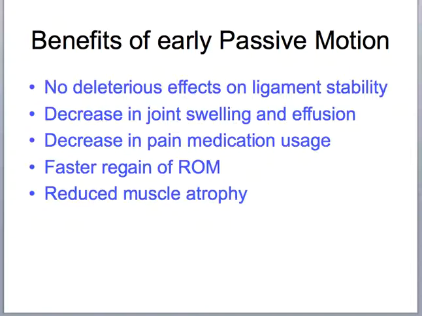What are the benefits of early passive range of motion then? Definitely we have some bad effects of immobilization. So what about early passive range of motion? There's no bad effects on ligament stability, so that's good. We have a decrease in joint swelling and effusion. We'll have a decrease in pain medication usage. Faster regaining of the range of motion, and a reduced muscle atrophy. So all good things if we start early passive range of motion.